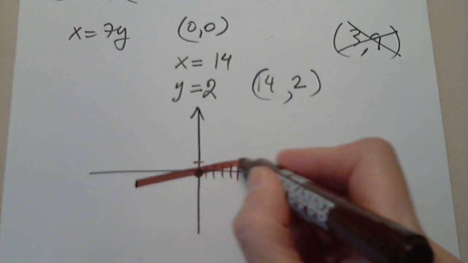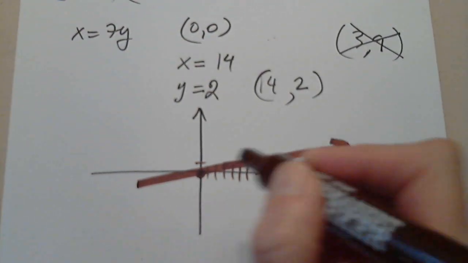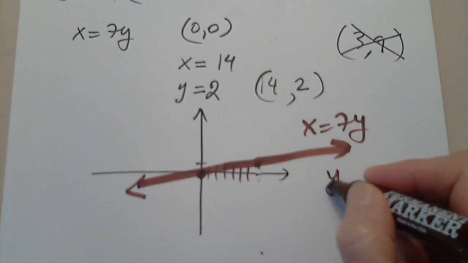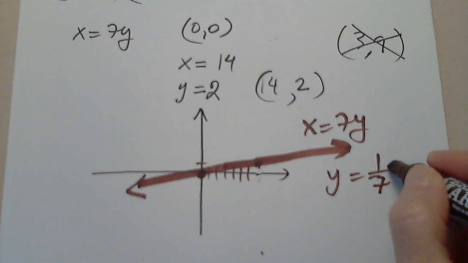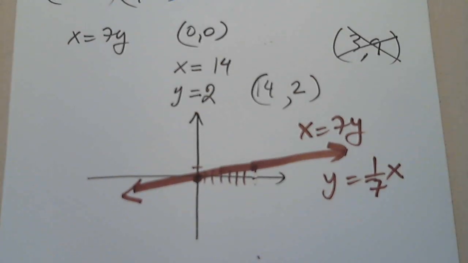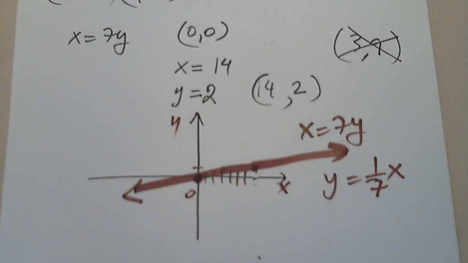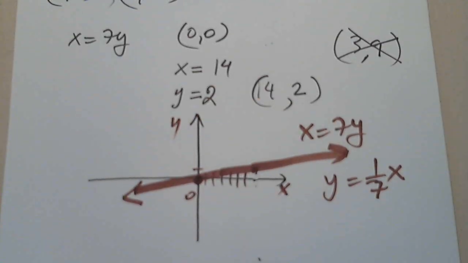Connect and extend the line. This is the graph of x equals 7y, or y equals 1 over 7 times x. Please remember, when there is no free term, the line must pass through the origin. That's your one point. It's the same for the x and the y intercepts, but you have to determine another point. Good.